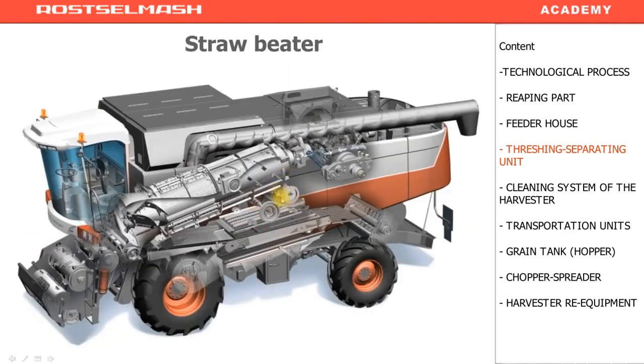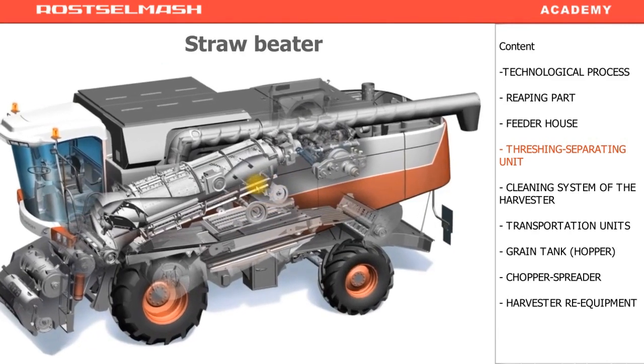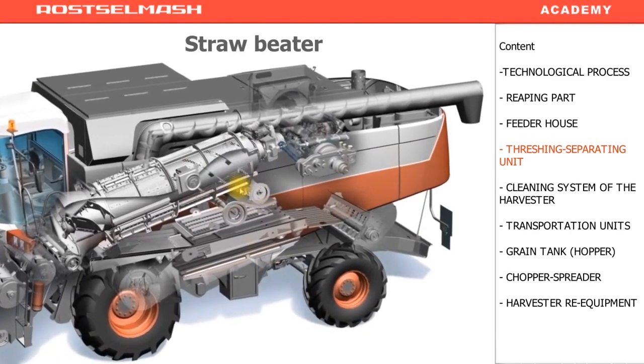Straw beater. The straw beater is located behind the rotor, and is used to speed up the straw output behind the rotor.